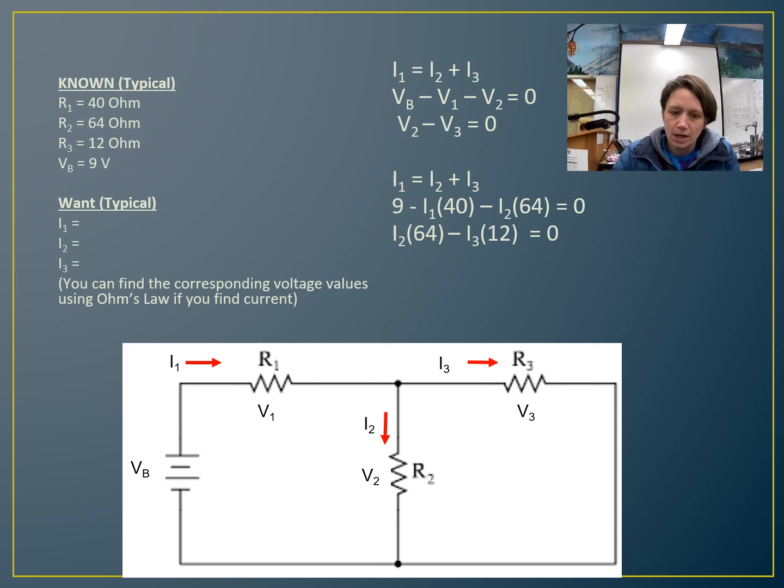I1 equals I2 plus I3 stays the same. And then in the next one, I substituted in the known values. So I know my battery voltage is 9. And instead of V1, I wrote I1 times R1, which is I1 times 40. And then I've got I2 times 64 equals 0, etc. You can see how this comes together. So at this point, we have 3 unknowns and 3 equations. And now you get to do your math, solving simultaneous equations.